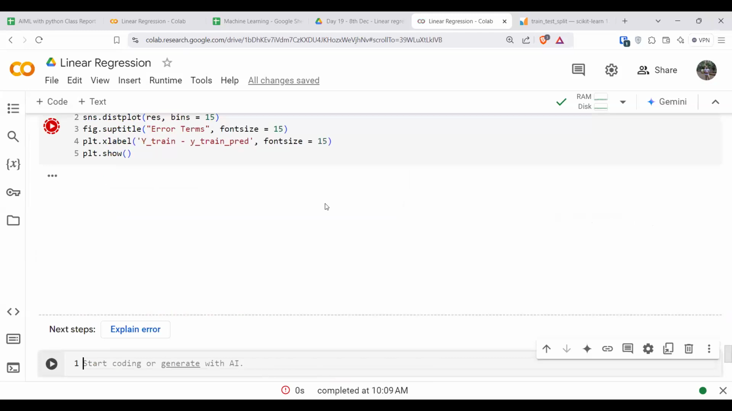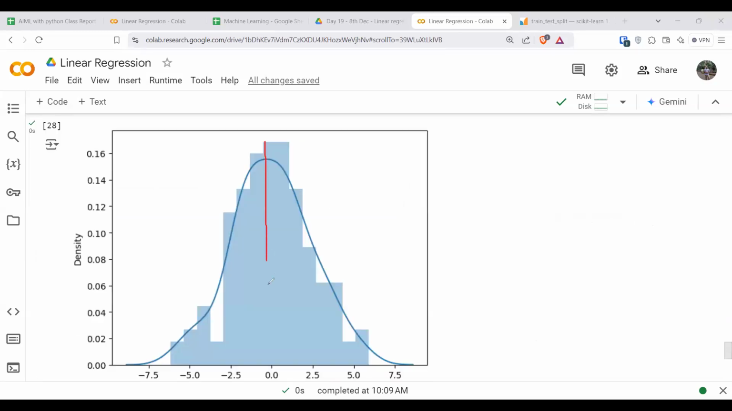So the residual terms are normally distributed, yes or no? 50% on the left hand side, 50% on the right hand side, with mean equal to 0. So that becomes your standard normal distribution. Not only normal distribution, standard normal distribution, right? And the rest of the assumptions, such as homoscedasticity, you can check that.